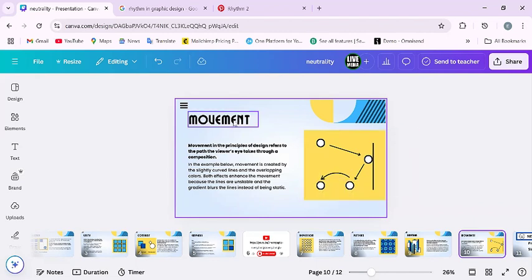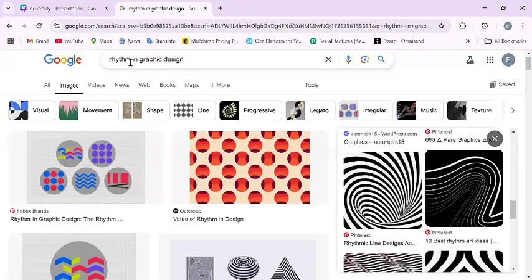So the movement of the design talks about what the person should see, one thing after another thing, after another thing, after another thing. You understand? Let's try to see if we can see any examples for that.